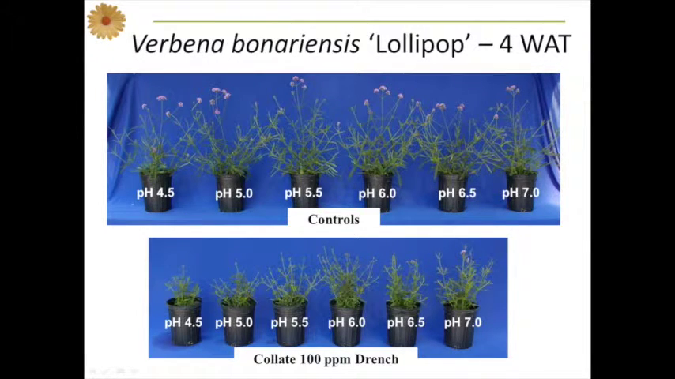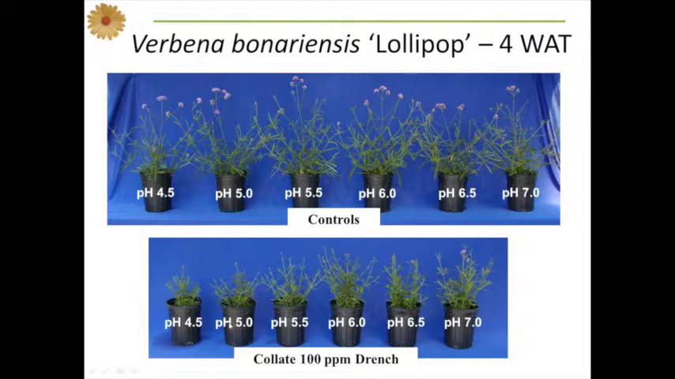The top row here is our controls. They were treated with acidified water only, no ethephon. You can see that the pH of the media had very little effect on the growth of the plants. Now I've tried to adjust these pictures so that the pots are about the same size, so you can see the difference between the plant growth with the plants that were treated with the 100 parts per million Collate as a drench. And you can see that the Collate had a very significant impact on growth and development.